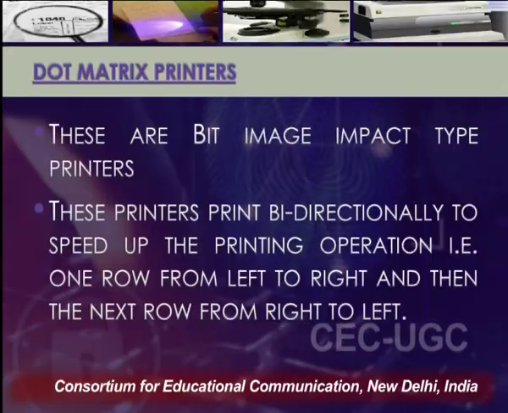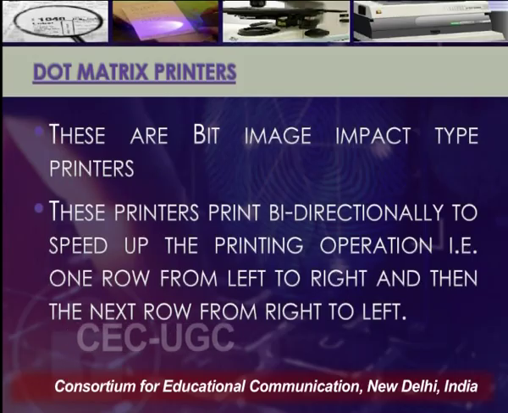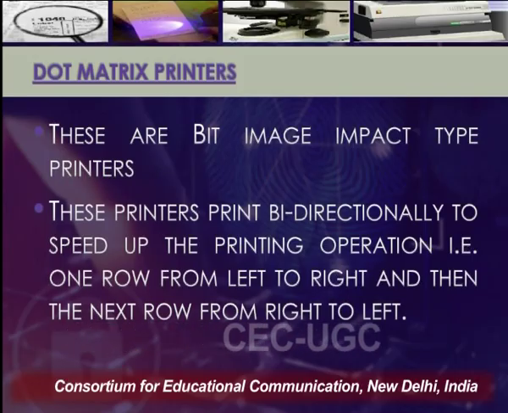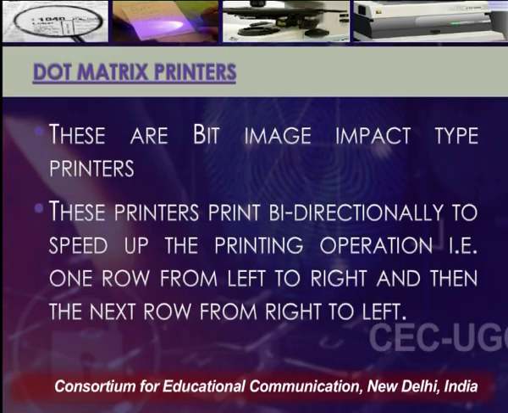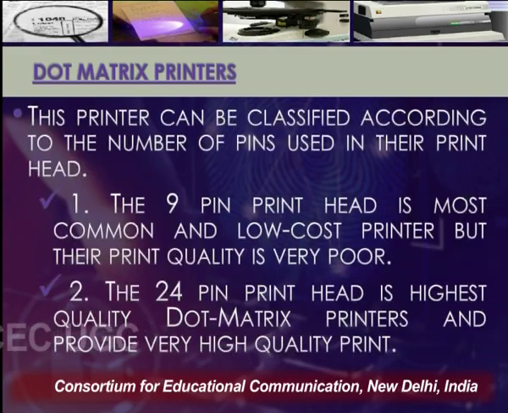So, impact printers, these are the bit image impact type printers. They have the quality of printing bidirectionally to speed up the printing operation, that is one row from left to right and then the next row from right to left. This printer can be classified according to the number of pins used in their print head.